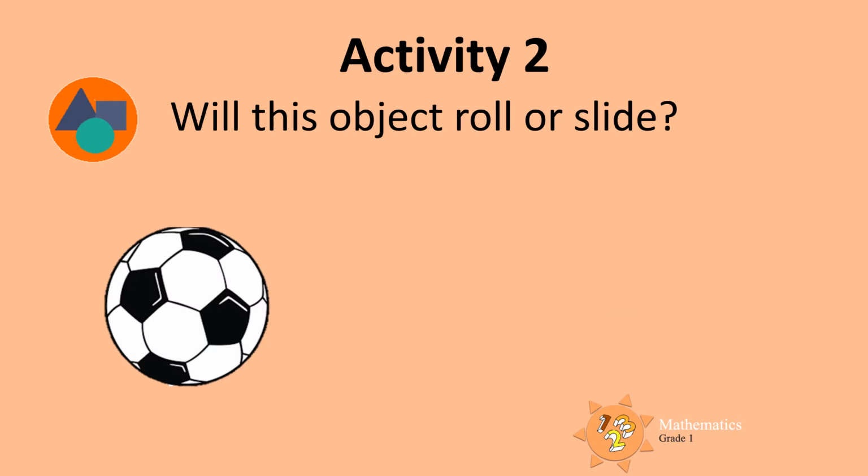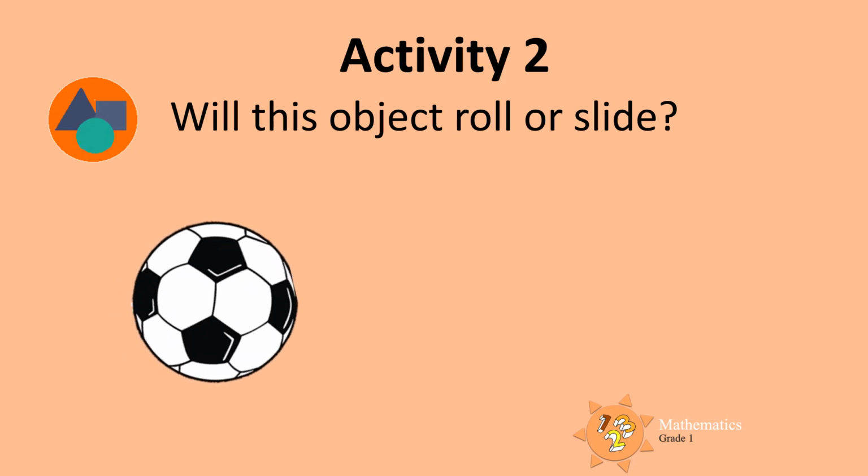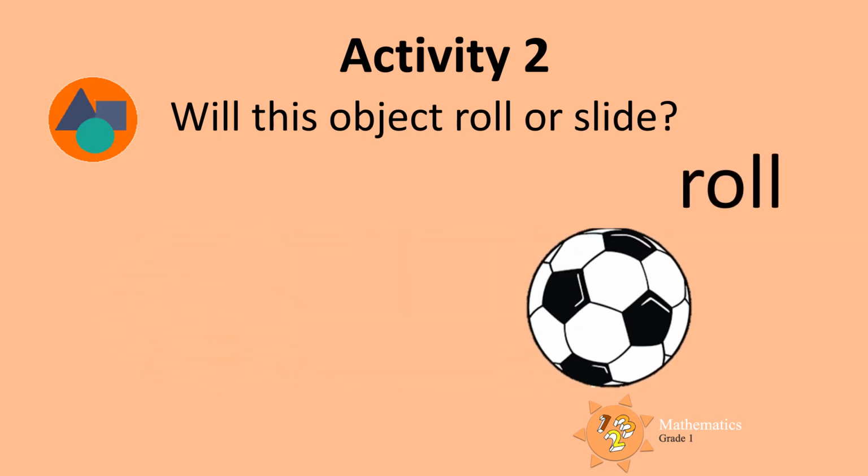Activity 2. Will this object roll or slide? Can you see that a ball only has round sides? Because the ball only has round sides, the ball can roll.